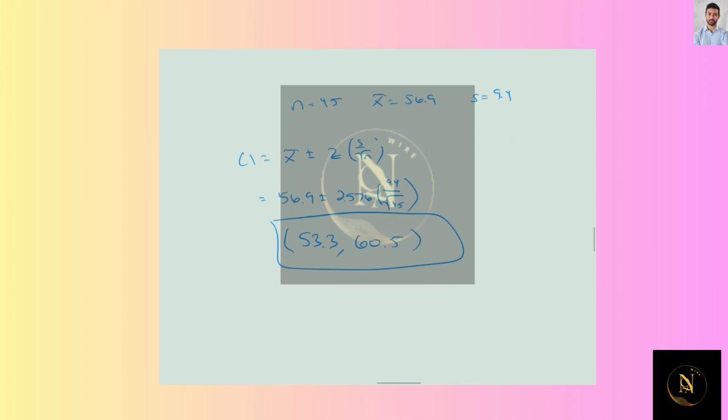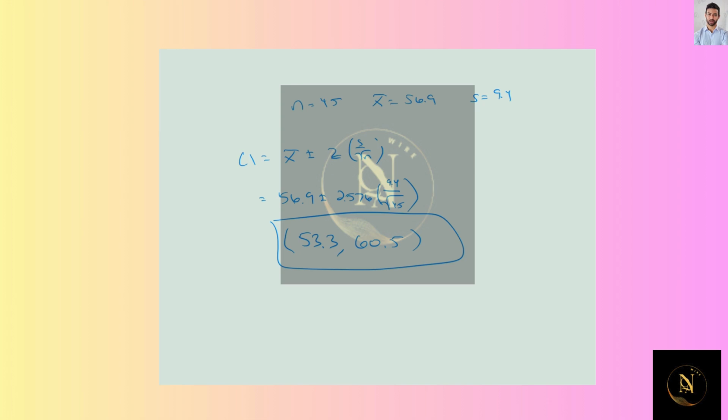We find the first part by subtracting: 56.9 minus 2.576 times 9.4 over the square root of 45, and that's 53.3. And the upper boundary is found by adding, and that's 60.5, which checks out. If the sample size were 46 instead, would the confidence interval be narrower or wider?